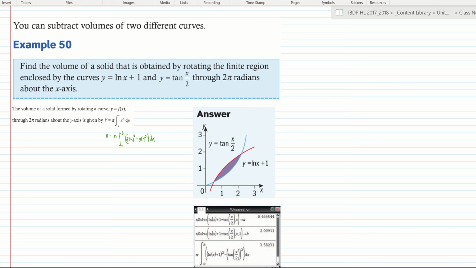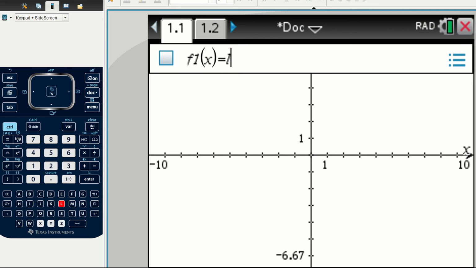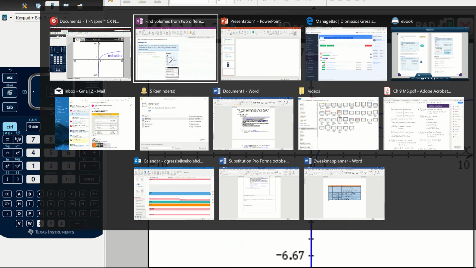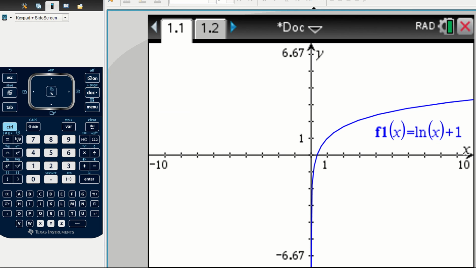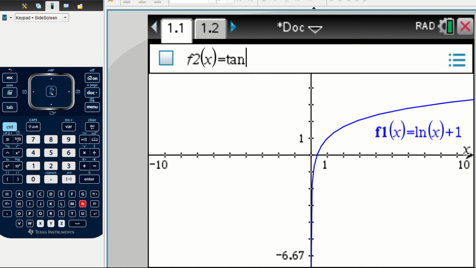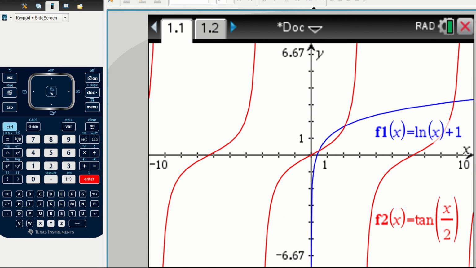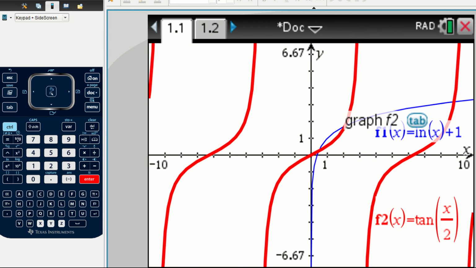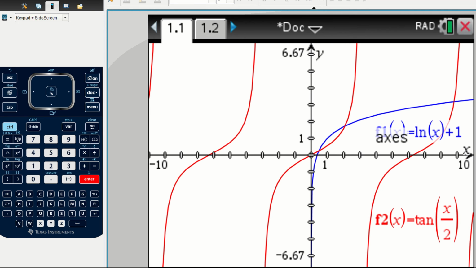So let's go ahead and, through 2 pi radians, type these into our function. I'm going to open up a graph. So ln of x, close the door, plus 1. There's my first curve. And tan x over 2. Tan x divided by 2. There's my second curve right there. Now look, I have a bounded region right here. So this is what we're looking for.